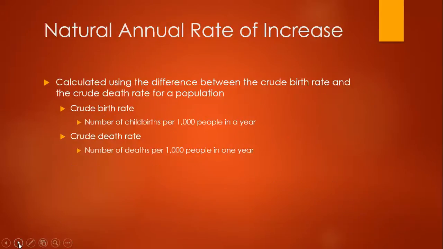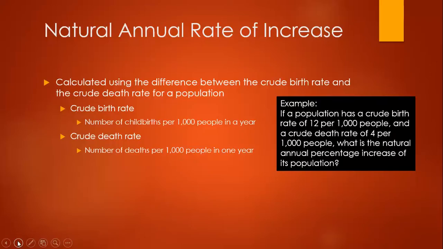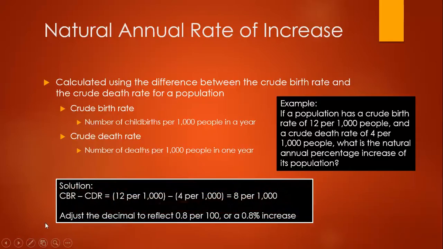The natural annual rate of increase is calculated using the difference between the crude birth rate and the crude death rate for a population. Birth rate is the number of childbirths per 1,000 people in a year. Death rate is the number of deaths per 1,000 people in a year. So here's an example. If a population has a birth rate of 12 per 1,000 and a death rate of 4 per 1,000, the natural annual percentage increase of its population would be 12 minus 4, which is 8 per 1,000. Adjust the decimal to reflect it as 0.8 per 100, or a 0.8% increase.